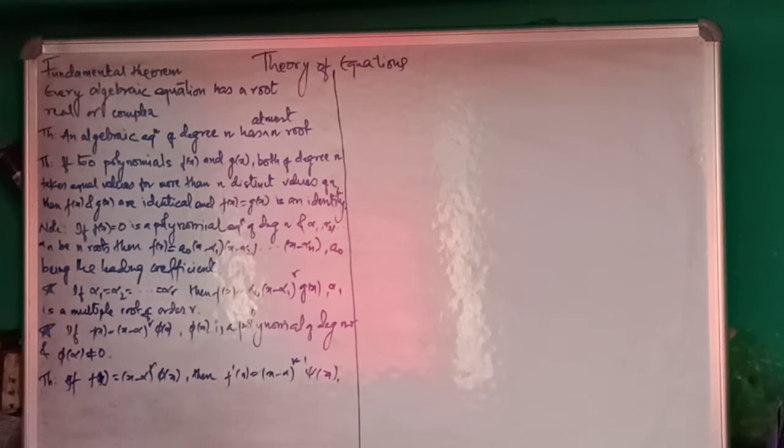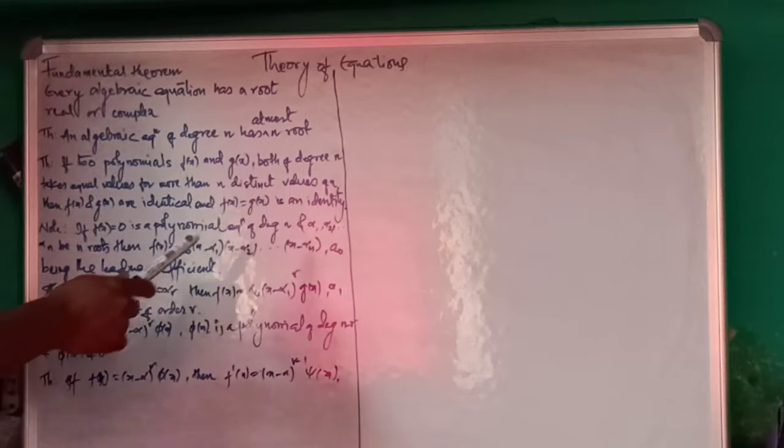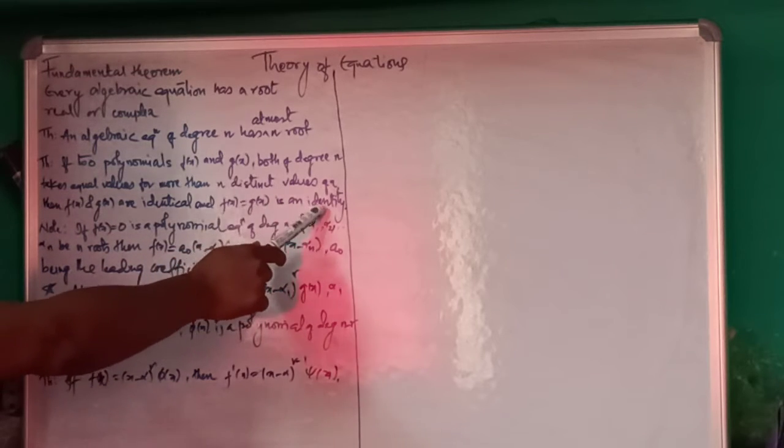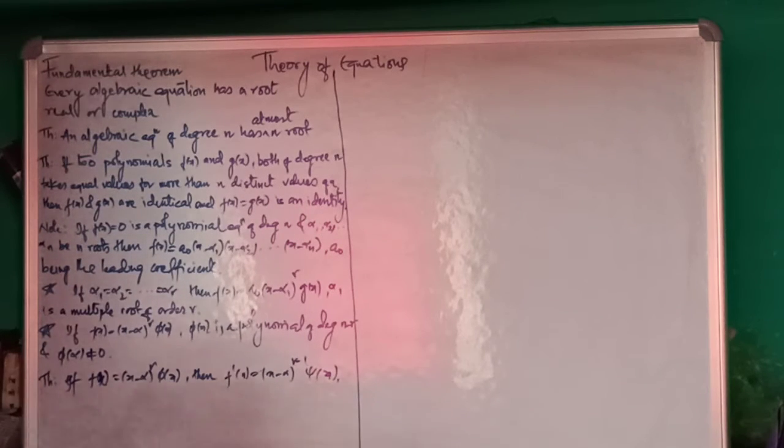Okay, they are identical. And if f of x equals g of x is an equation, then we call it an identity. F of x equals g of x is an identity. Just remember the statements only.